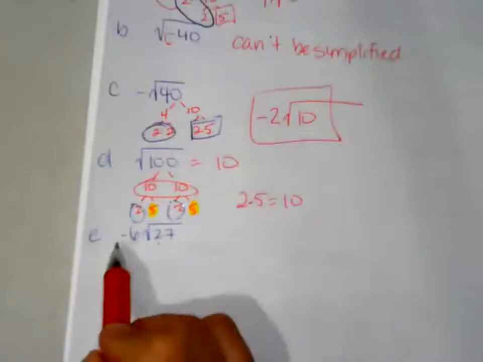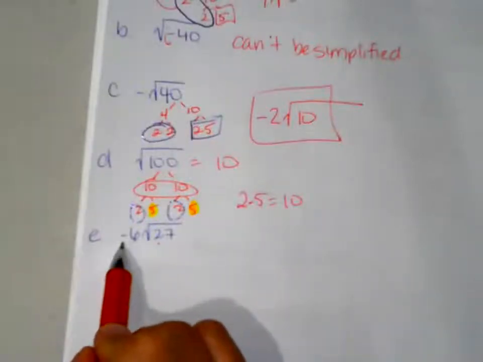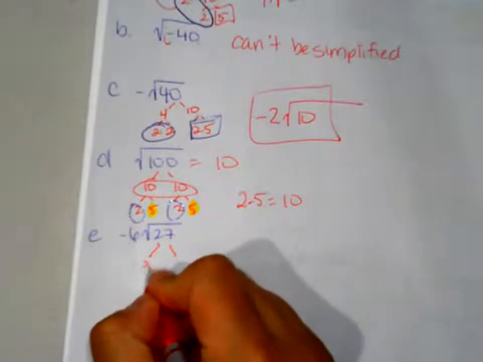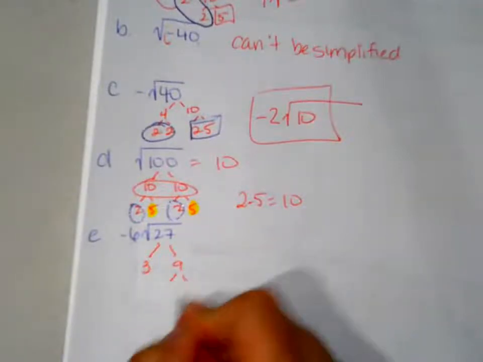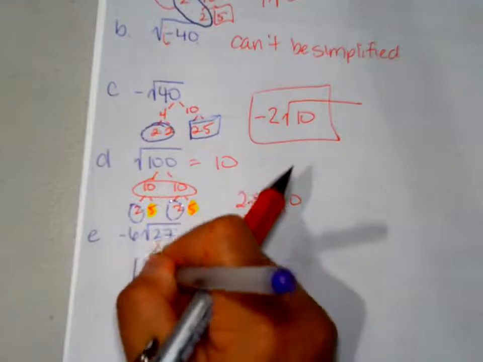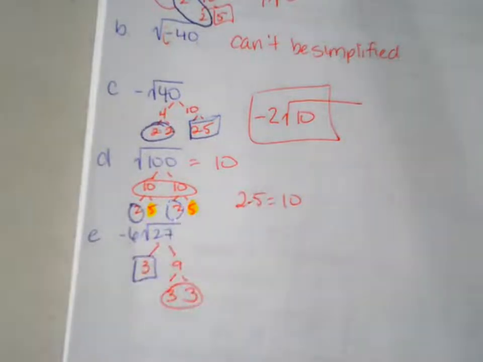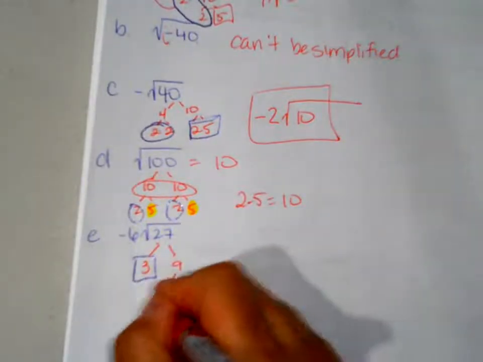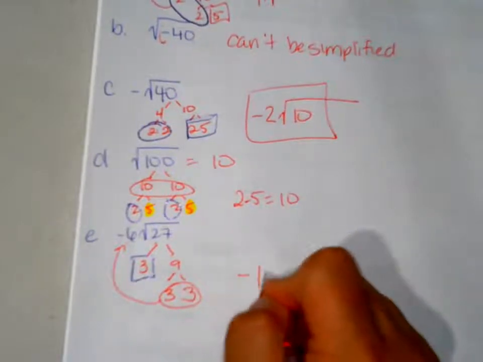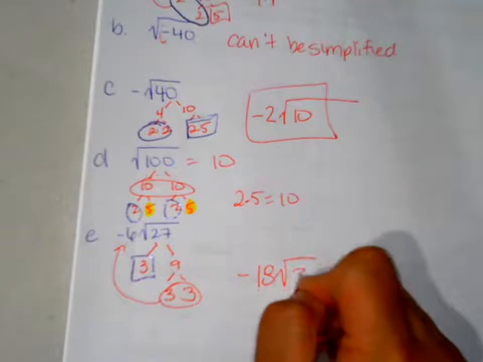Okay. And our last one, negative 6 rad 27. Again, the negative is on the outside. It is fair game. Breaking down that 27, I'm going to break that down as 3 and 9. Break that one down as 3 and 3. I have a pair of 3s that are going to come out. That guy is stuck underneath. He doesn't have a partner to come out with. Anything I take out gets multiplied. So that's going to be negative 18 rad 3.